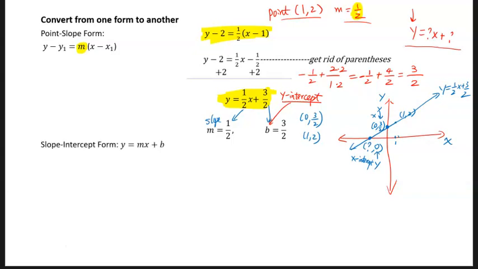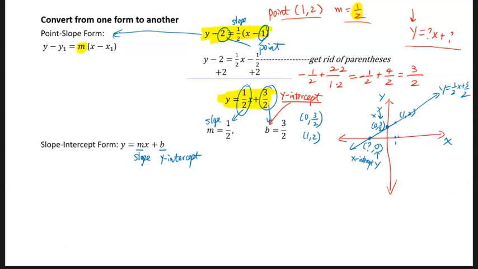Again, this is why we call it slope-intercept form, because m is the slope and b is the y-intercept. And these two answers represent the same line. They are just different formats. This format is called point-slope form because this is the slope here, and these two numbers together make the point. But this format is called slope-intercept form because 1/2 is the slope and 3/2 is the y-intercept.